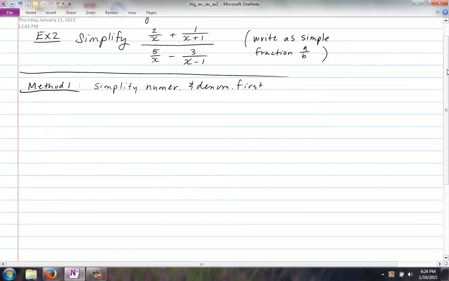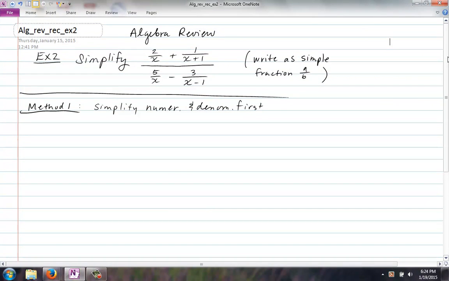Okay, our next example for algebra review is simplifying a complex fraction. We have 2 over x plus 1, over the quantity x plus 1, all that over 5 over x minus 3 over the quantity x minus 1. What that means is to write it as a simple fraction a over b, or if it just ends up being a whole number like a or an expression, then that's fine too.